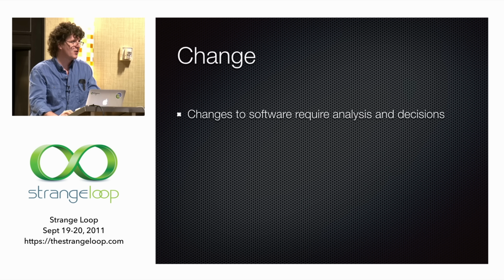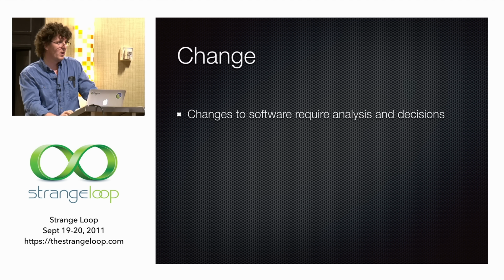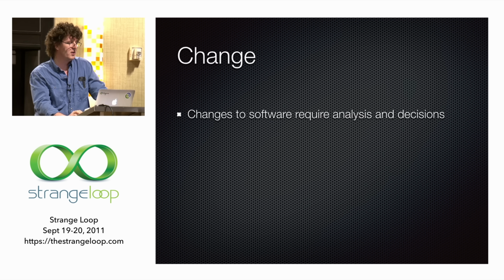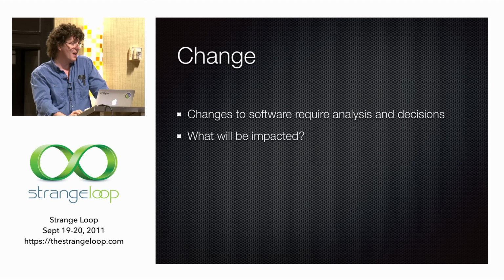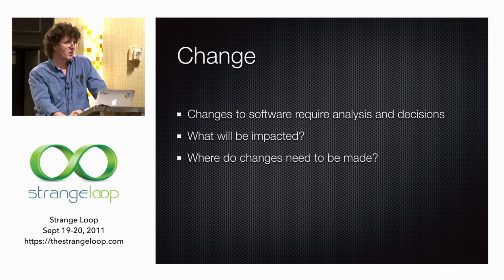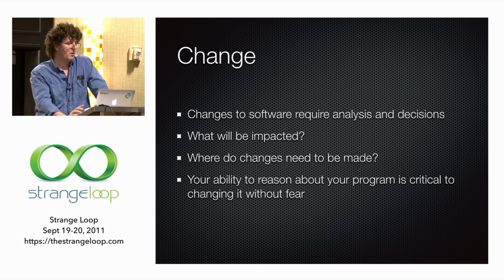If you're going to change software, you're going to need to analyze what it does and make decisions about what it ought to do. At least you're going to have to say, what is the impact of this potential change? And what parts of the software do I need to go to affect the change? I don't care if you're using XP or Agile or anything else. You're not going to get around the fact that if you can't reason about your program, you can't make these decisions.